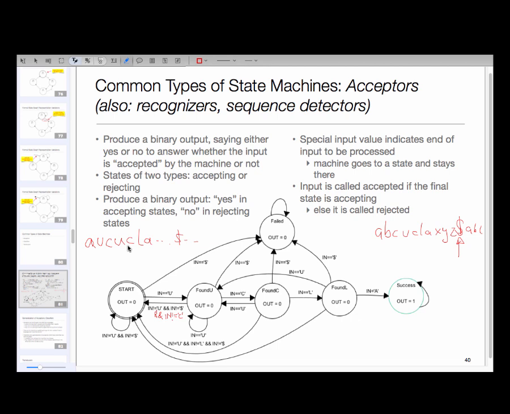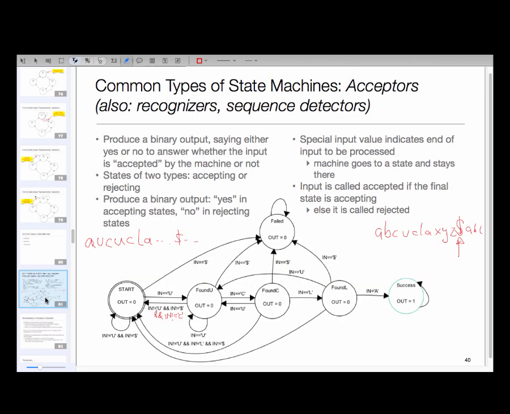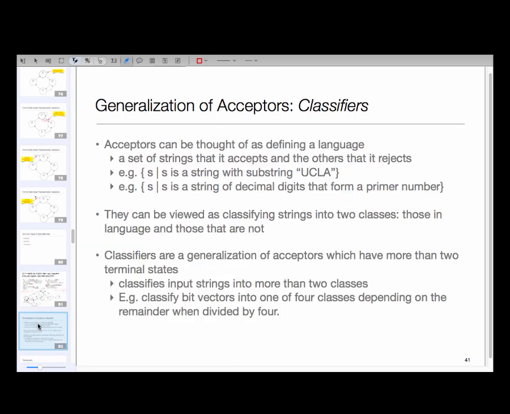Question? Okay, so there's a general point. What these machines are doing is they have a binary output, right? Single bit output, success, failure. There's a class of machines called classifiers.